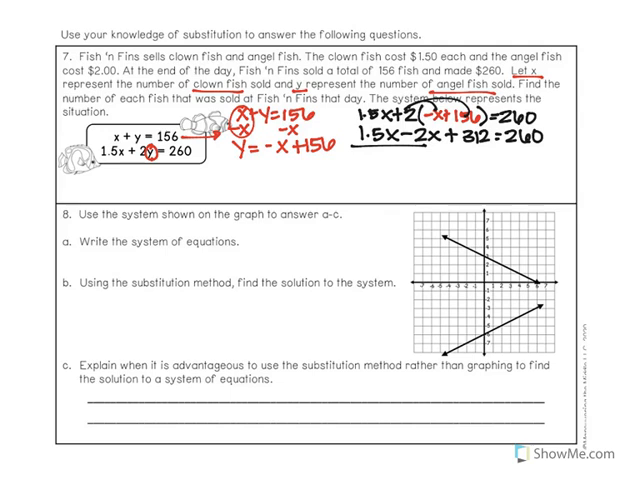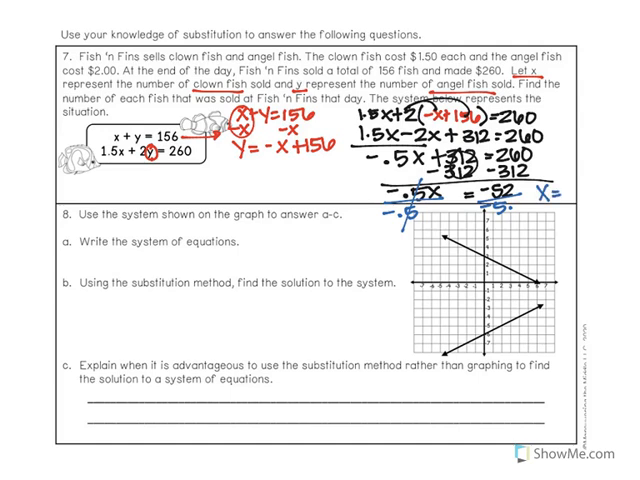I then am going to do 1.5x minus 2x, which is going to give me negative 0.5x plus 312 is equal to 260. I then am going to subtract 312 from both sides, and I get negative 0.5x is equal to negative 52. Then I'm going to divide by negative 0.5, so I know I'm going to get a positive number here, and I'm left with x is equal to 104.